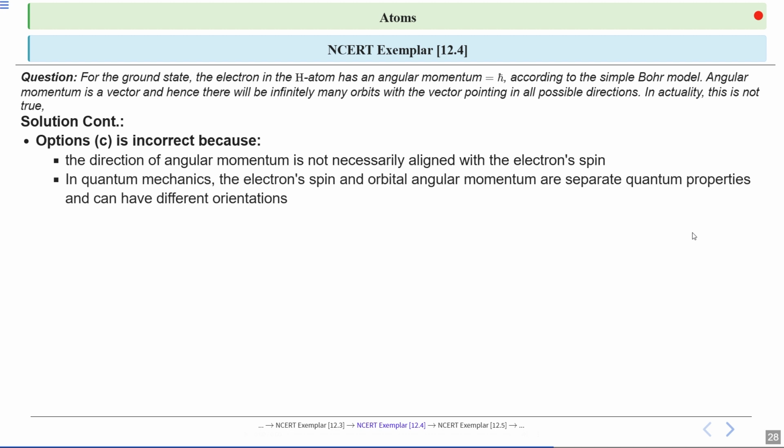To add to that, in quantum mechanics, the electron spin and its orbital angular momentum are independent quantum numbers. This means they can point in different directions and are not required to be aligned.